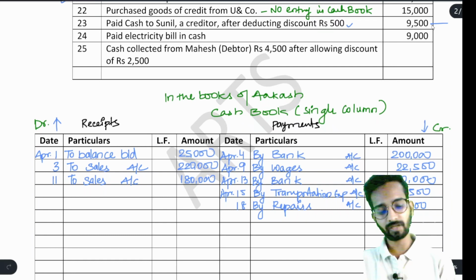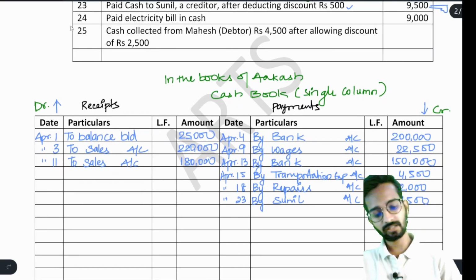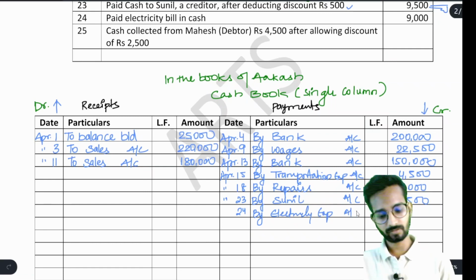Simple. Now, moving further, April 23 paid cash to Sunil, a creditor, after deducting discount of 500. It means how much money we are paying? Sir, we are paying 9,500. So I will write here by Sunil account, because I have paid him 9,500. April 23. Simple enough. Now, moving further, I have paid electricity bill in cash. If I am paying electricity bill, you can write here April 24 by electricity expense account. How much?